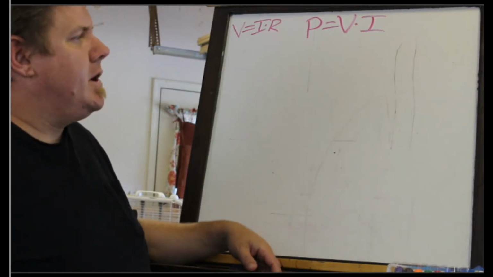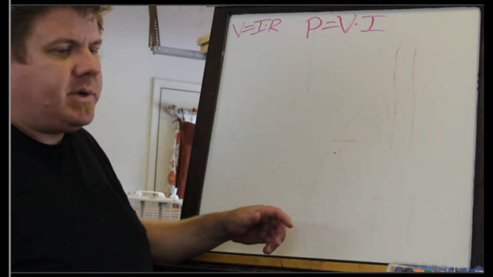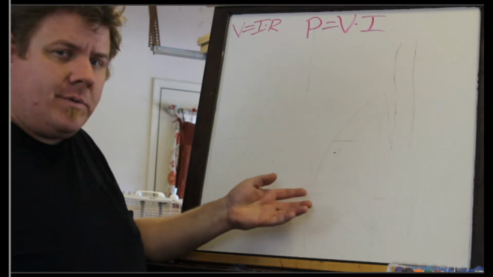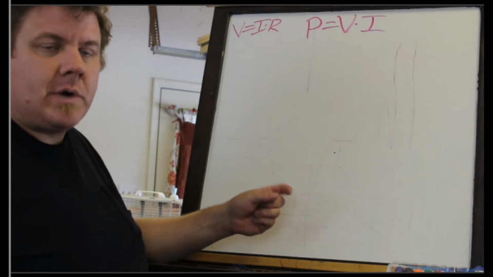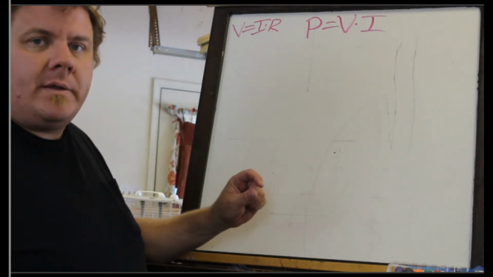But then we also want to know, how big should the resistor be? Should it be a quarter watt? Should it be an eighth of a watt? Can we get away with that? Or do we need a whole watt? How much current and how much voltage are being dropped across that resistor?